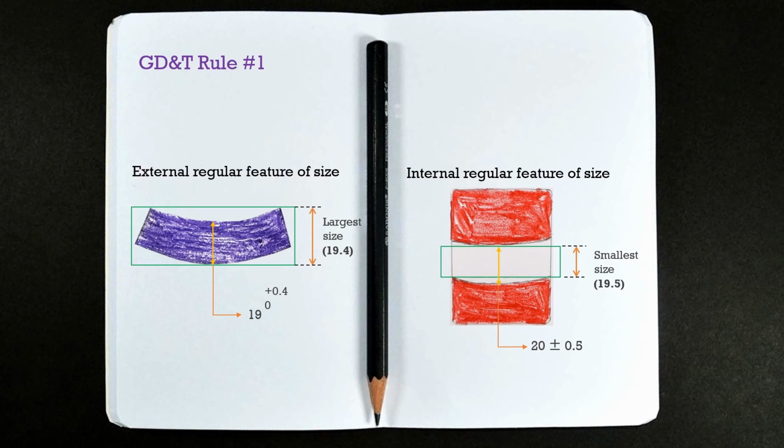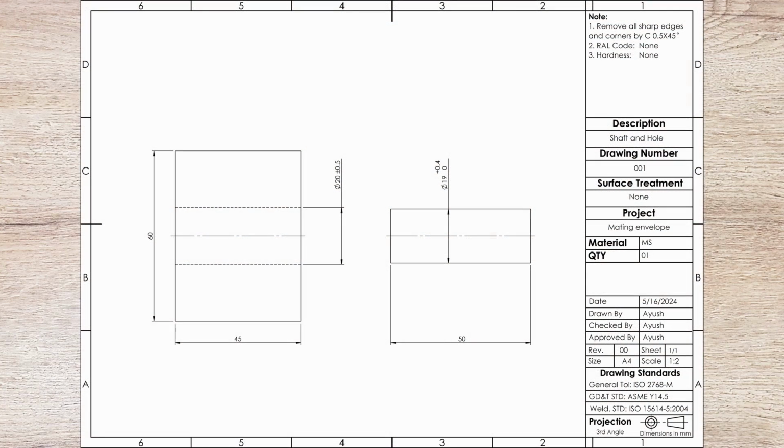Because GD&T Rule 1 states the form of an individual regular feature of size is controlled by its limit size. This means the form of this shaft and this hole cannot deviate beyond its defined limit size. So the form of these parts is controlled by the GD&T standard itself, by GD&T Rule 1. So to ensure the assembly of these parts, we don't have to define additional controls.